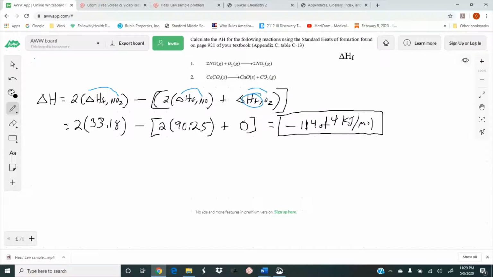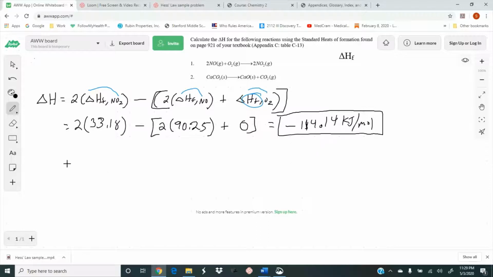And if you go back, all we did was look up the heat of formation of NO2, multiply it by 2, minus the heat of formation of NO, multiplied by 2, and then the heat of formation of oxygen, which is 0, and did the calculation, and there you go. So that's the first problem.